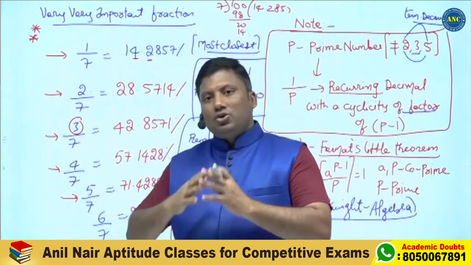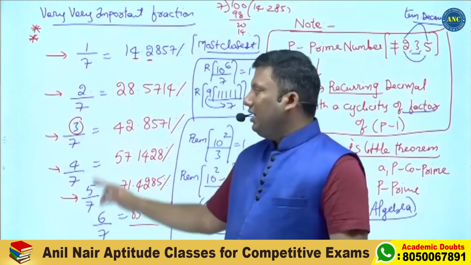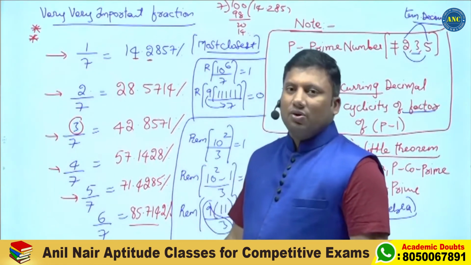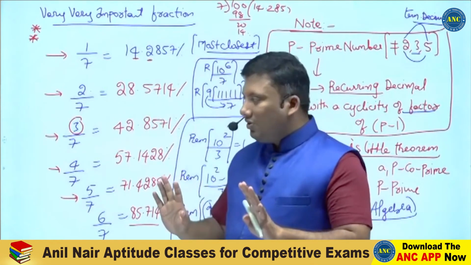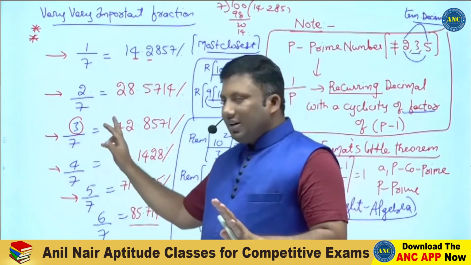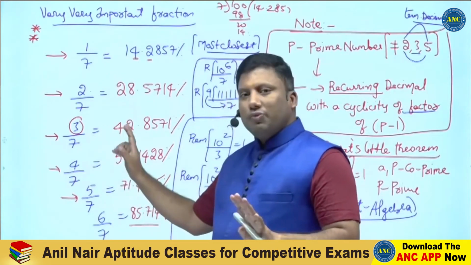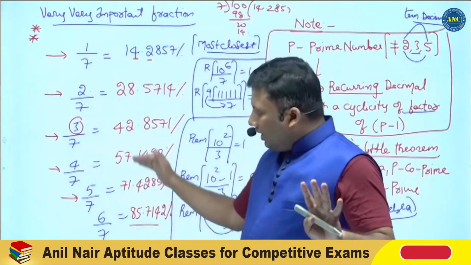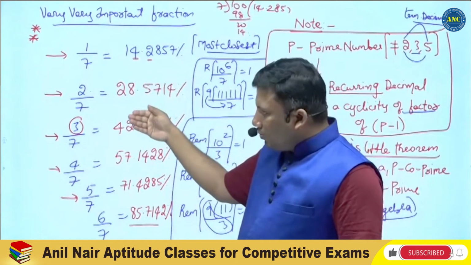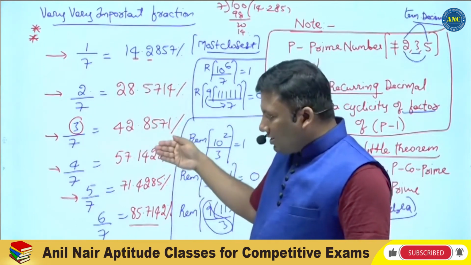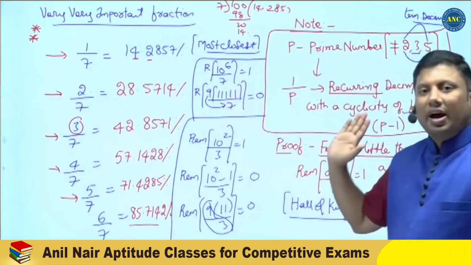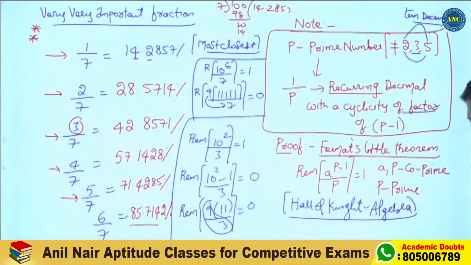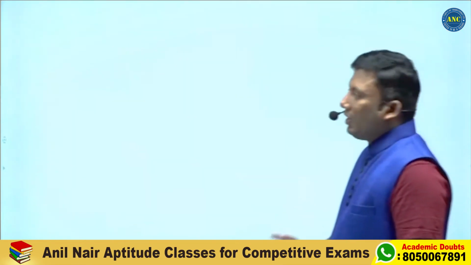2 by 7. 2 tens are 20. 7 goes 2 times. 28.5714. Are you all with me? 3 tens are 30. 7 goes 4 times. Are you all with me? The idea is clear: 1 by 7, 2 by 7, 3 by 7, 4 by 7, 5 by 7 and 6 by 7. Based upon these, a CAT question can be developed.